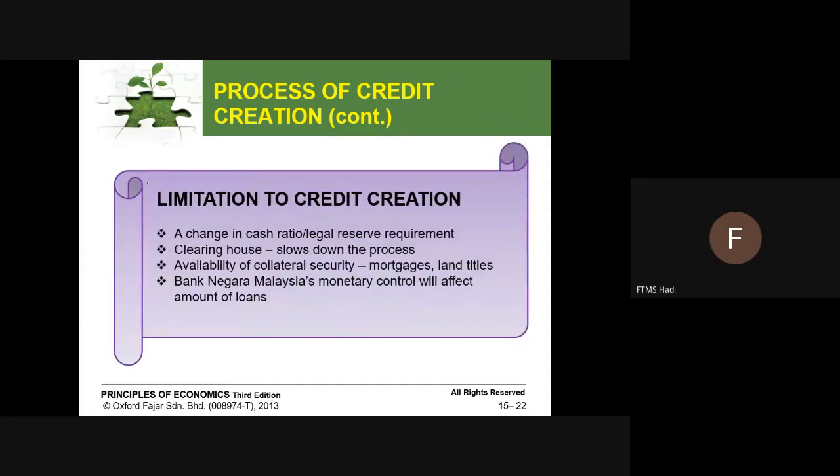Limitation to credit creation. One of them I can say depends on the depositor. If depositors have no interest to save money into a particular bank, the assets will decrease. Hence that bank has no option other than to borrow money from somewhere else. That is the problem. But if depositors save a lot of money into a particular bank, that bank can operate business as usual, which is giving loans to borrowers.